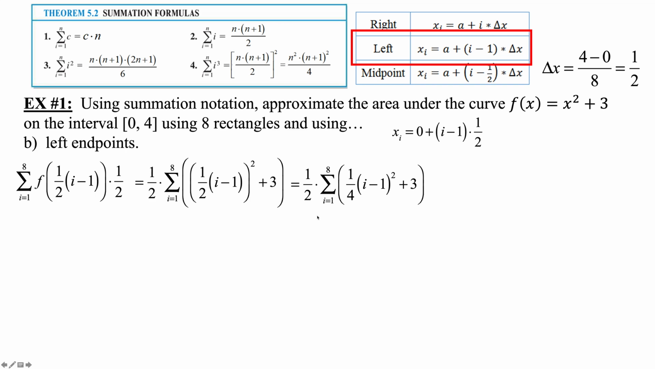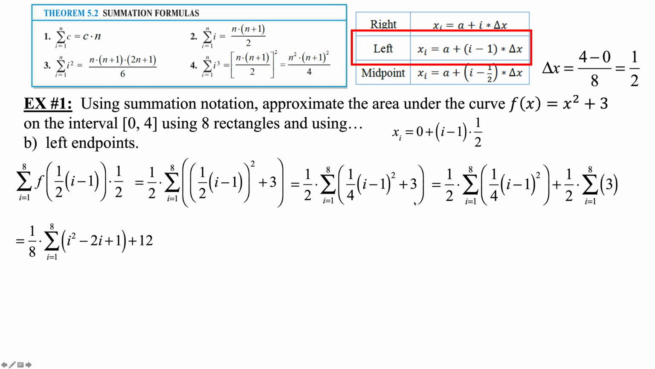Oh, wait, before we do that, let's separate them into two summations. So 1/2 times the summation of 1/4 times (I minus 1) squared, plus 1/2 times the summation of just the constant 3. Now we'll FOIL this out. But again, we don't want the 1/4 here. I factored it out to the front, made that 1/8.